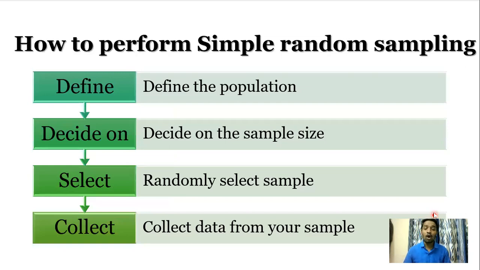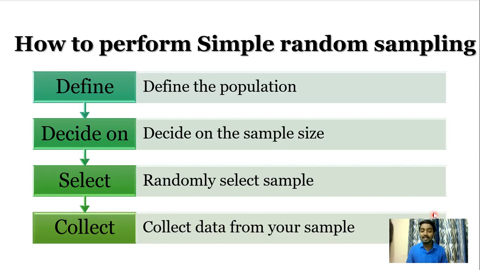Next, we have the steps involved in performing simple random sampling. Under simple random sampling, we have 4 steps: define, decide, select, collect. Define: we define the population, who our population is and what we are going to collect from them. Then decide on the sample size, whether it's 10, 20, 30, 40, 50, 100. I'll also explain how we are going to select the sample size.